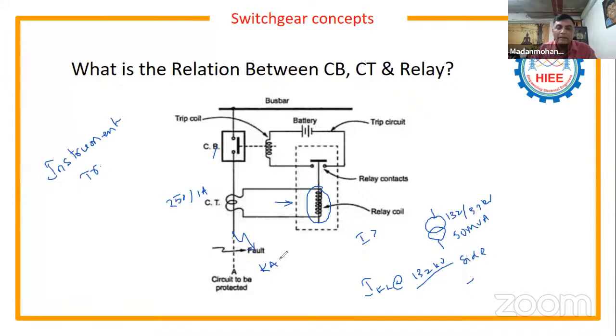So obviously, when a fault occurs, for example, if 5 kA is the fault current, can anybody tell me what is the CT secondary current? When your fault current is 5 kiloamps, what would be the CT secondary current?